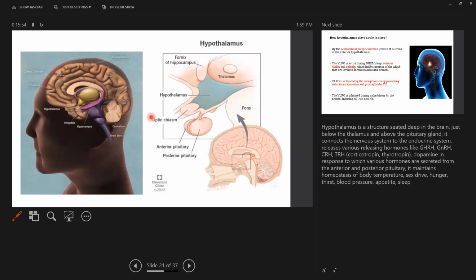Also, the hypothalamus acts like a set point. It controls all the basic functions. It controls the temperature of the body, the appetite, hunger, thirst, blood pressure, sleep, and sexual drive. All the basic functions of the body are controlled by the hypothalamus. Now we will be studying how the hypothalamus controls sleep.